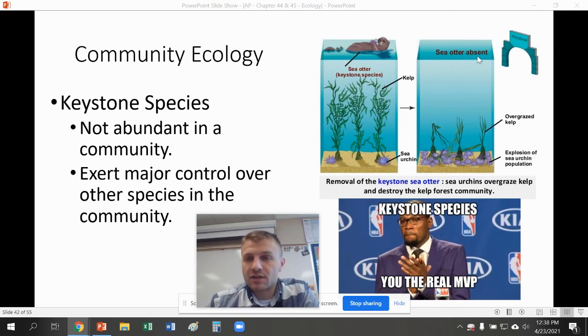If there is no sea otter and that keystone species is absent, you can see a keystone, like the keystone in Pennsylvania, the whole ecosystem is going to be greatly affected. So keystone species, yeah, they're the real MVPs here.